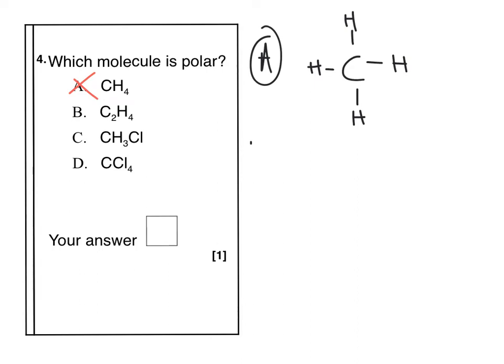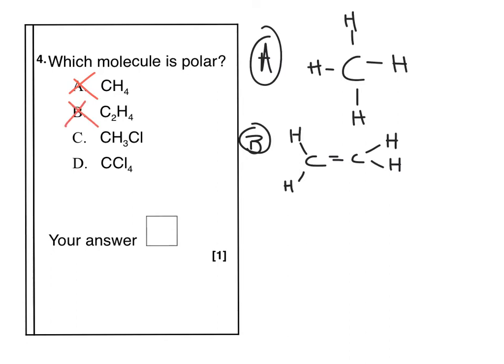C2H4, we know from earlier on, or later on actually, in our topics, is an alkene. This is also non-polar. None of those bonds are polar because there's no big difference in electronegativity between carbon and hydrogen. It's less than a half, so therefore it's non-polar. So this molecule is also non-polar.